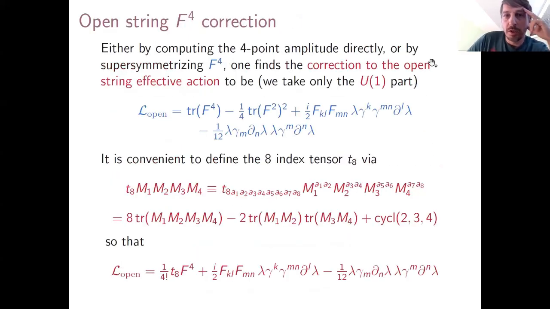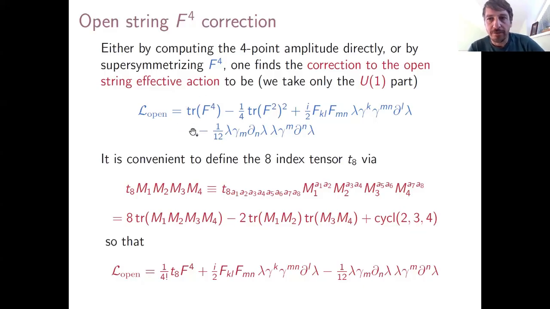So now you can either compute this 4-point function directly, which people have, of course, done, or you can do it by saying that you want to have an F4 term and supersymmetrizing that, and you will find a unique answer. And that gives you the correction to the open string effective action, and it turns out to take the following form. So the first correction to the open string effective action coming from the 4-point function looks like this.